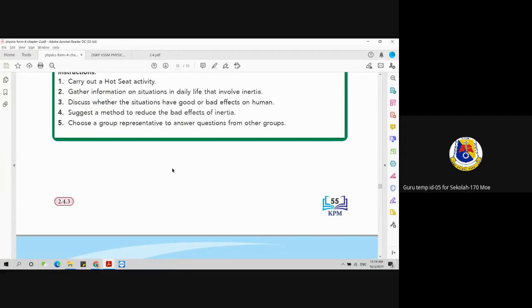Very simple. When your mother is driving the car very fast and it turns to the left or turns to the right, you will also feel that your body will move, if it turns to the left, you'll move to the right actually. It's also an example of inertia.